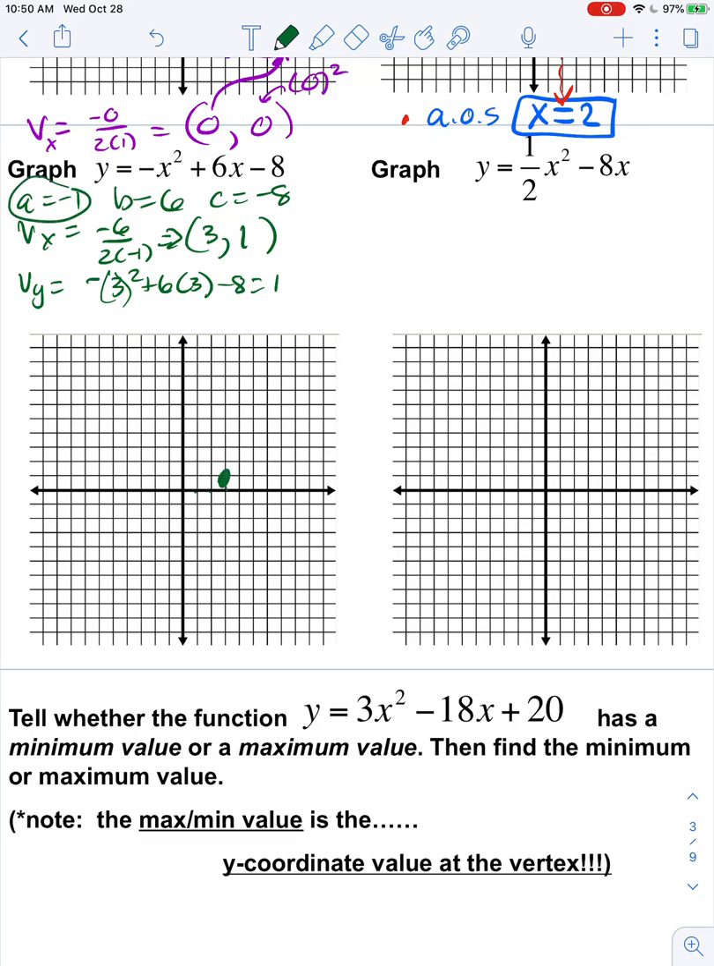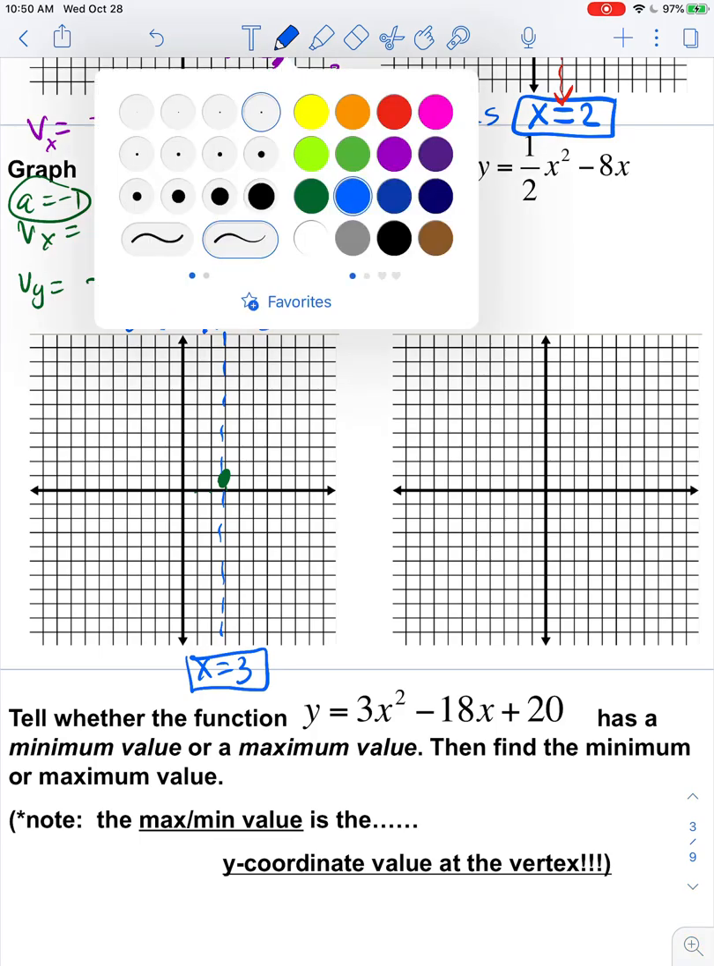Looking at my a value, which is negative, I'm expecting my parabola to open down. If it doesn't, then something's not quite right. Another easy thing to find would be my axis of symmetry. My line of symmetry, axis of symmetry, is going to be x equals the x coordinate of my vertex. So that line would be coming right down here at x equals 3, keeping in mind I need to write it as a vertical line with the x equals part.